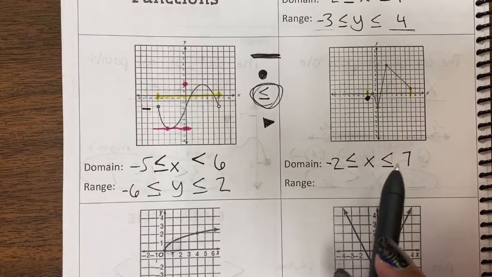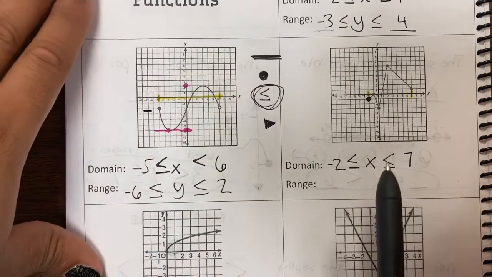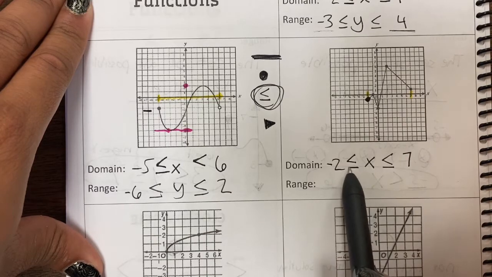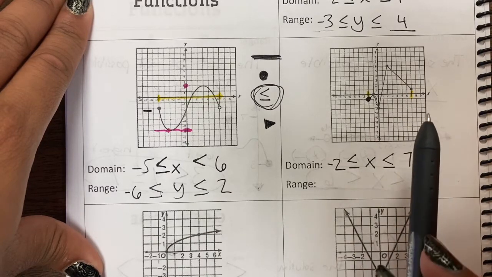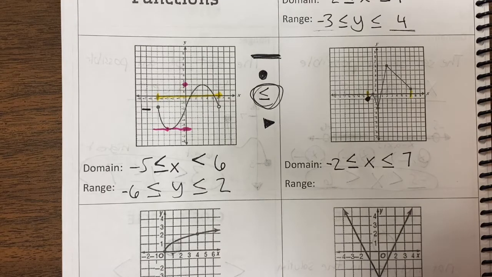Notice it's always going in this direction. It's always the less than symbol, but you have to decide, is that point included, in which case you would use the line under to show that it's equal to, or is it open, meaning that you would not include that point. Now let's look at range.